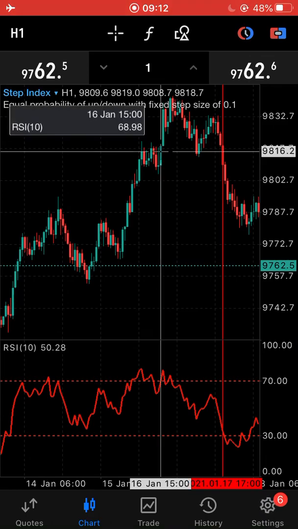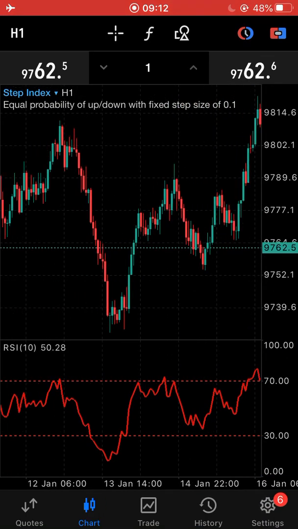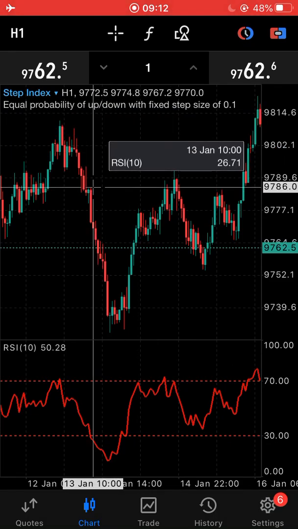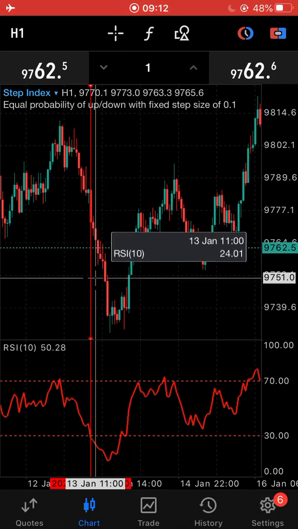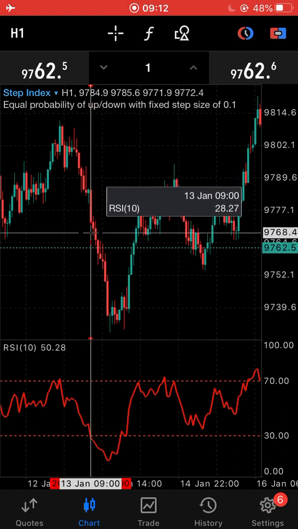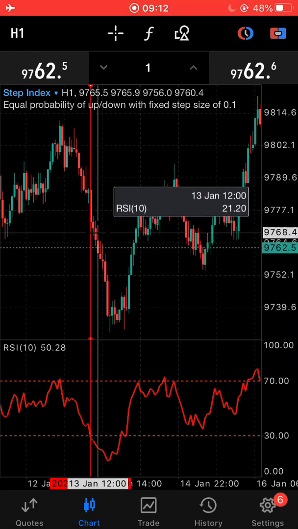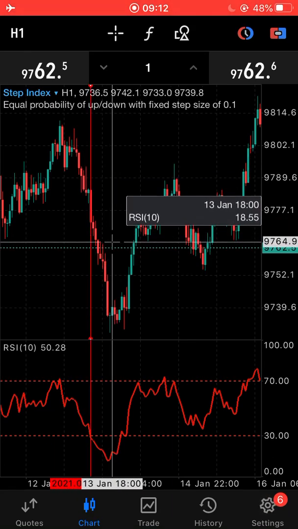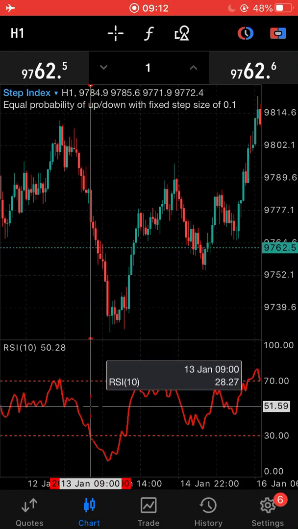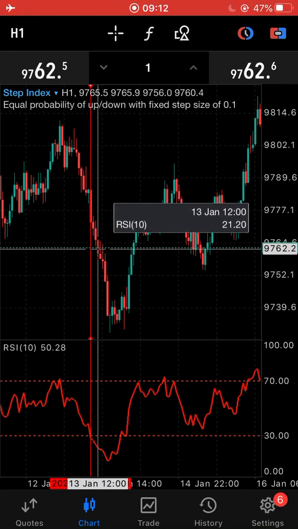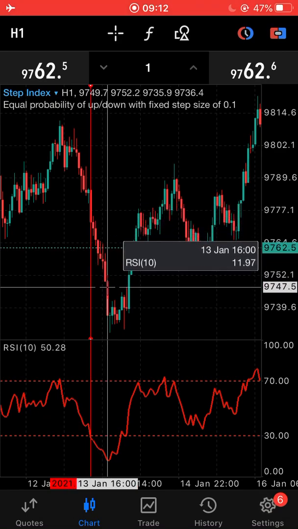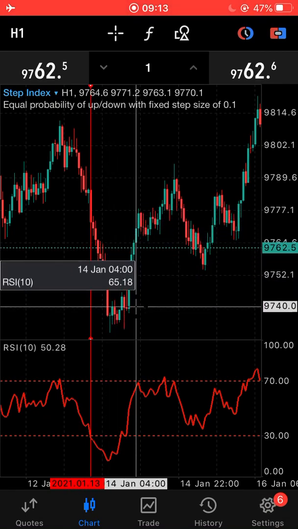A few examples though. I don't want to make the video that long. All right, so here we hit the 30 level at this point. Very powerful strategy, guys. You sell. The market went down. Some people will be buying here because the RSI is oversold. People are stacking up buys at this point, and you're stacking sells, guys. Watch profits. It went up.